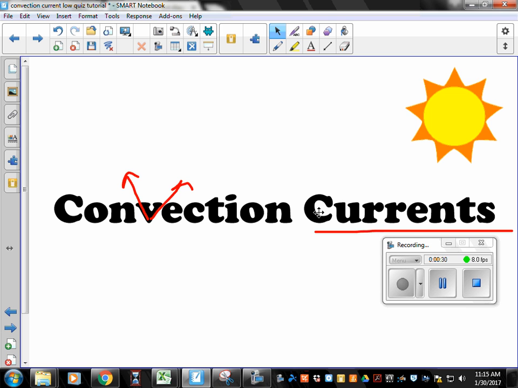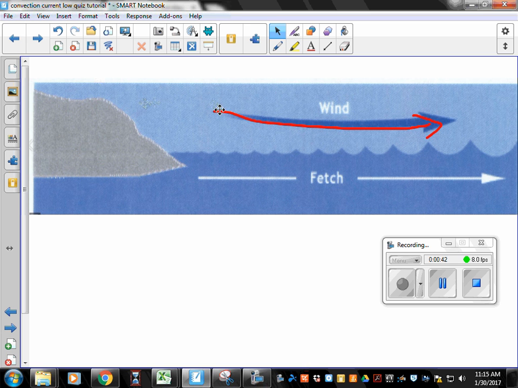So convection currents in the ocean are our ocean currents. Convection current in the air is that moving air, so we call that wind or breeze. Okay, so if we have wind blowing across the ocean, we know that's going to move the water. Those are called surface currents.